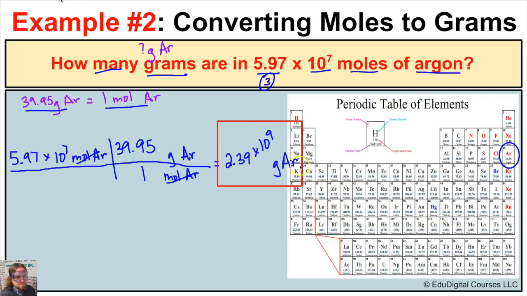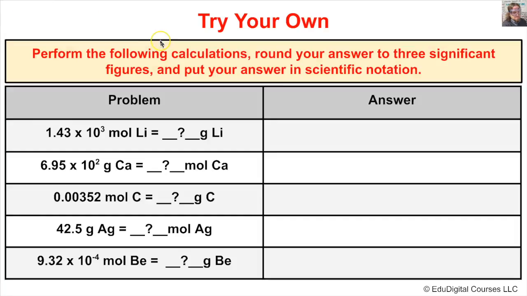So that is how we're going to use our periodic table of elements to make conversions of elements when we're asked to go from moles to grams and grams to moles. In these example problems, it says to perform the following calculations and round your answers to 3 significant figures. And it also asks you to put your answer in scientific notation. So here are some sample problems for you. What I recommend you do at this point is pause the video, get out a sheet of paper and a scientific calculator, a periodic table, and try these on your own.